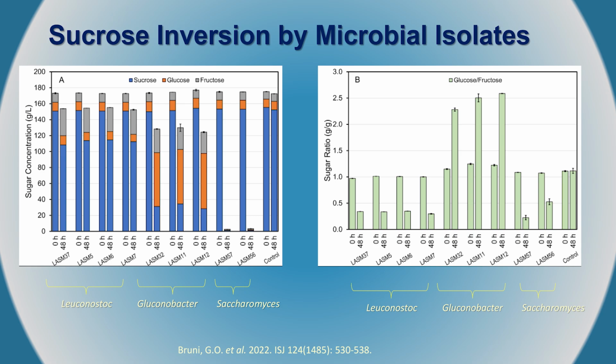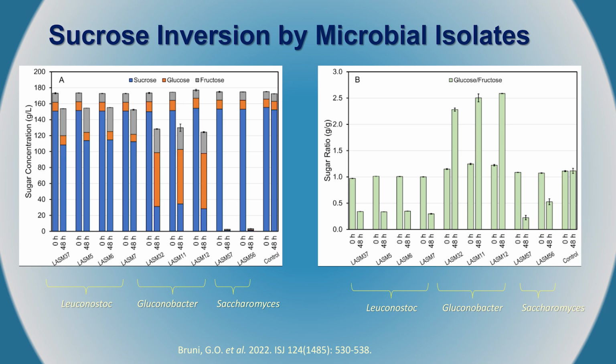What you'll also see is that at the beginning we kind of have a 1-to-1 ratio of a little bit of glucose and fructose present. But at 48 hours, that ratio between glucose and fructose changes. And so with Leuconostoc, there's less glucose than fructose available. And that's reflected if we look at the ratio over here on the right. The ratio of glucose to fructose decreases in those cultures, probably because these isolates are producing dextrans.